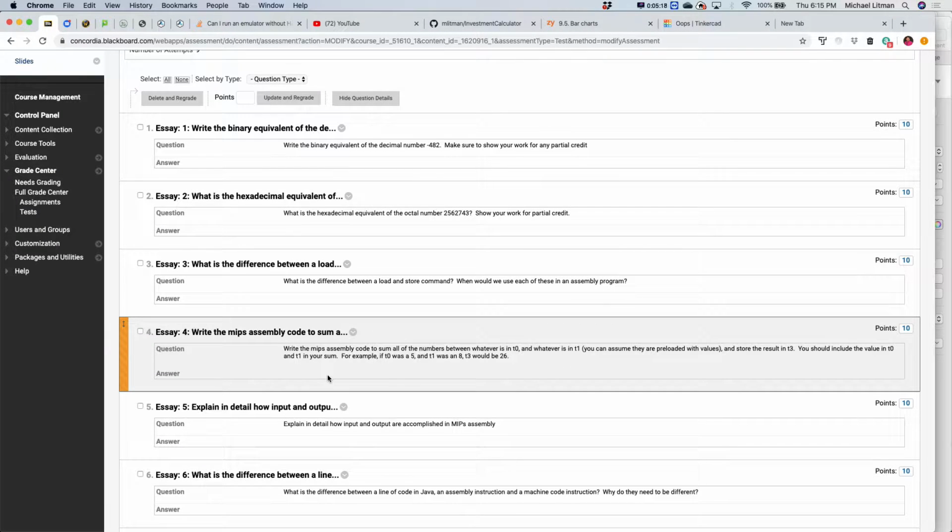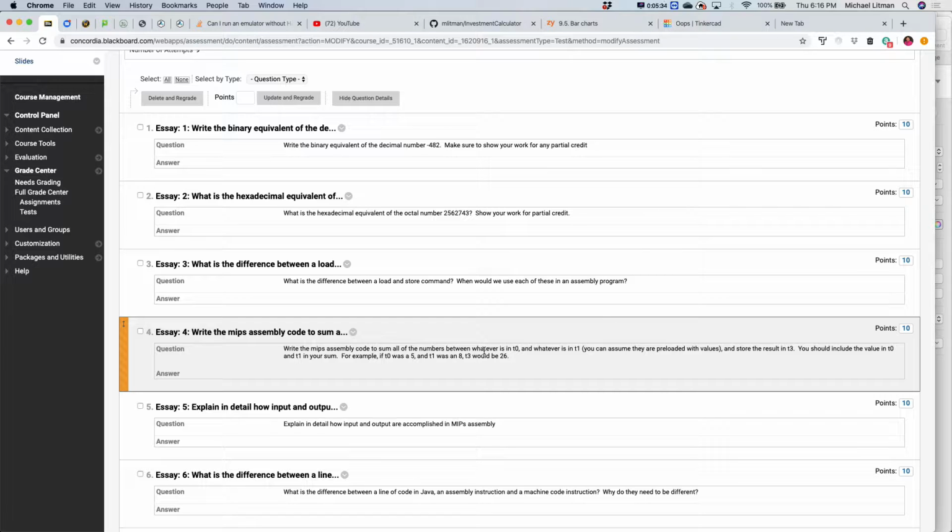All right, write a MIPS assembly code to sum all the numbers between whatever's in T0 and whatever is in T1. I said you can assume that they're already preloaded. Store all the results in T3. You should include the value in T0 and T1 in your sum.